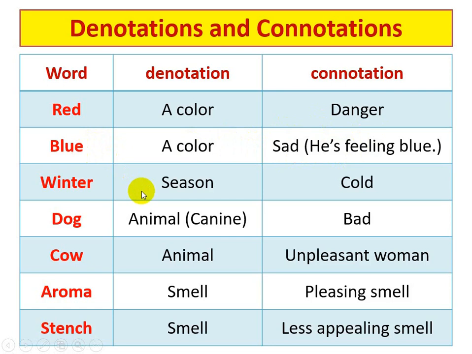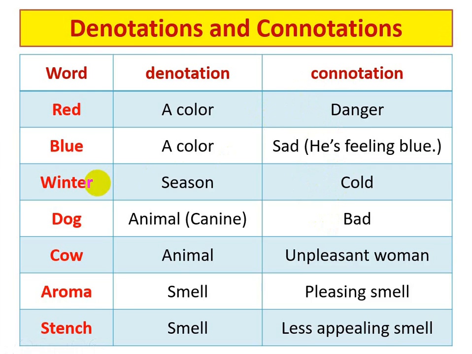What about the word winter? Winter indicates the season, winter season, because we have four seasons, and winter is one of them. So the literal meaning or the dictionary meaning of the word winter is season. But when we mention the word winter, you may associate or imply cold, for example, feeling cold. So cold is one connotation of the word winter.